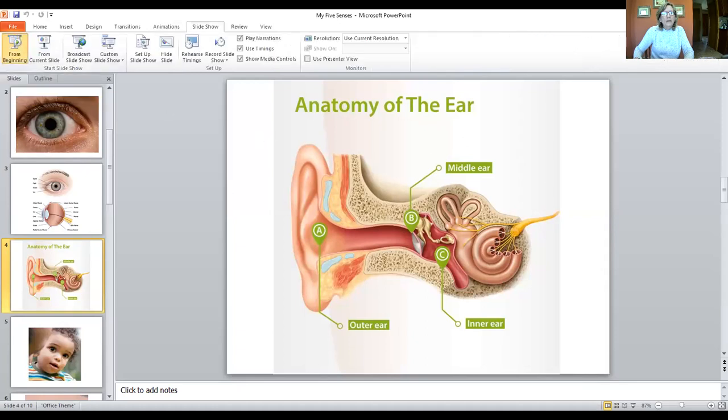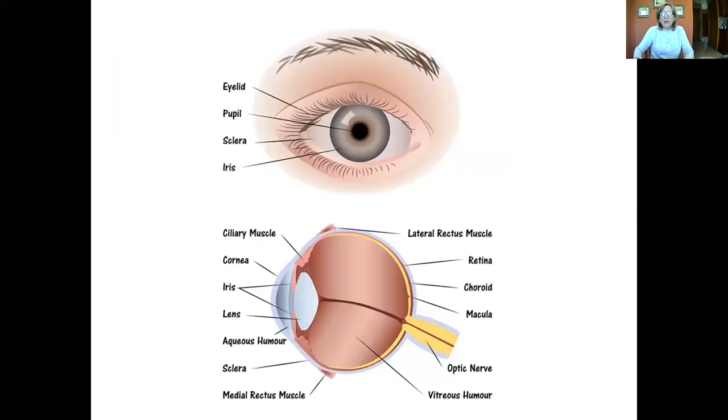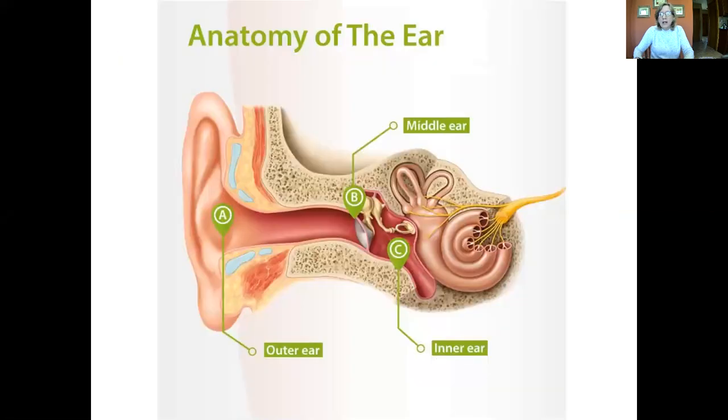All right. So I'm going to click to this slide, and this is our ear. Does anybody remember how many parts our ear has? There are three parts to our ear. The outer ear, and everybody can touch their outer ear right now because it's on the outside of your head, isn't it? And the job of the outer ear is to gather sounds. And then those sounds go through this canal, which you can see the opening to.